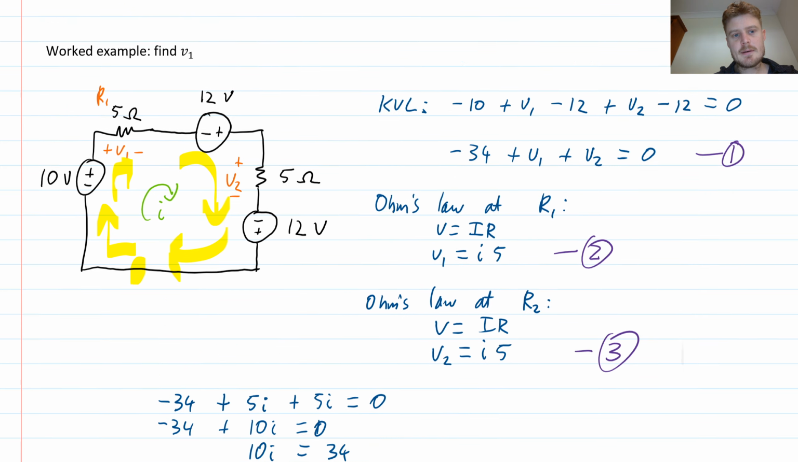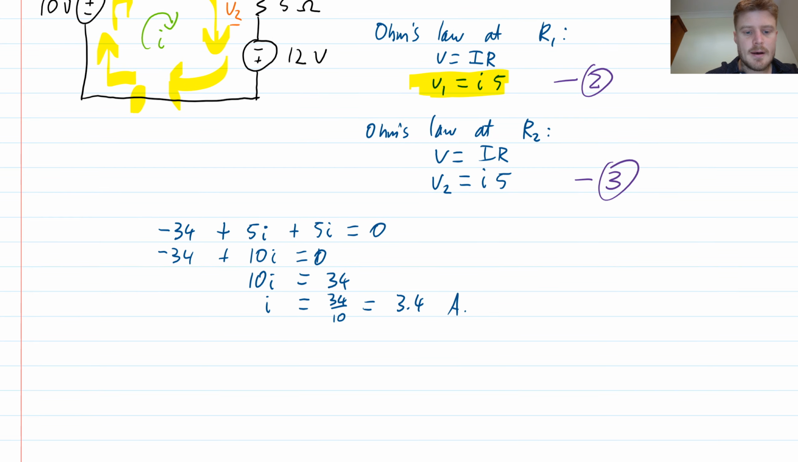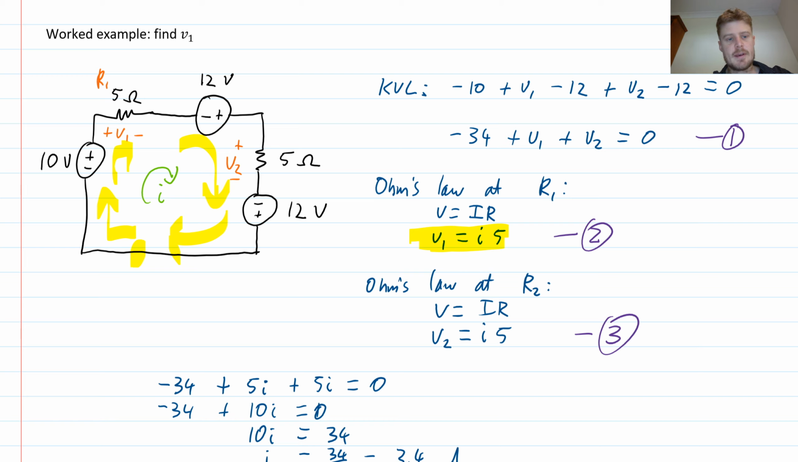But the problem asks me, what is the voltage V1? So now I need to go back and look at Ohm's law, and I know from my second equation that I have a simple relationship for V1. V1 is equal to 5 times I, which is 5 times 3.4 amps. And in that way I have now solved this circuit. I have the voltages and the currents at all parts of this circuit that I have been able to calculate. So here we used a combination of Kirchhoff's voltage law and also Ohm's law to do this analysis.